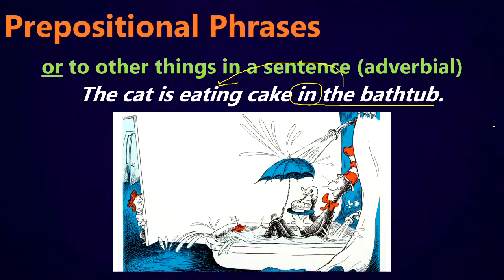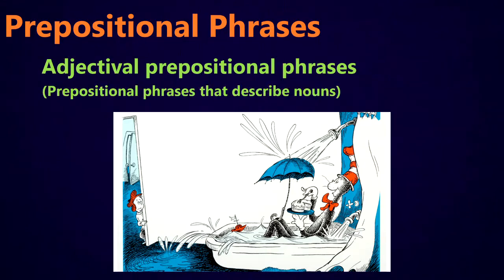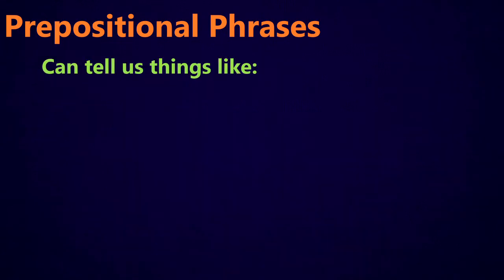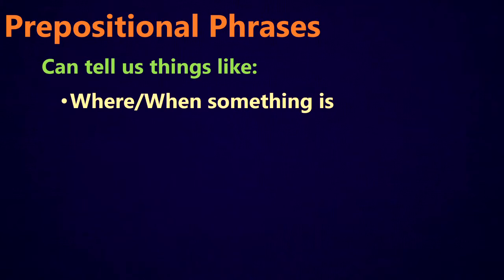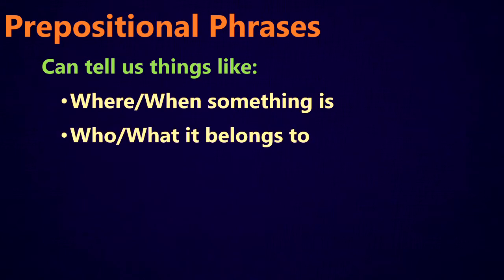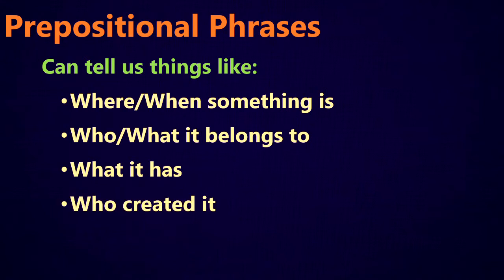If it were describing cat, it would be right next to it, but it's not. It's at the end of the sentence, which means that it is describing the verb, where the cat is eating. So it's giving us kind of the same information, location, but it's describing a different thing in the sentence. In this sentence, it's describing the verb phrase is eating. So where is he eating cake? In the bathtub. In this video, we're going to focus on the adjectival prepositional phrases or the prepositional phrases that describe nouns. So prepositional phrases can tell us things like where or when something is, who or what it belongs to, what it has, who created it, or what it is for.